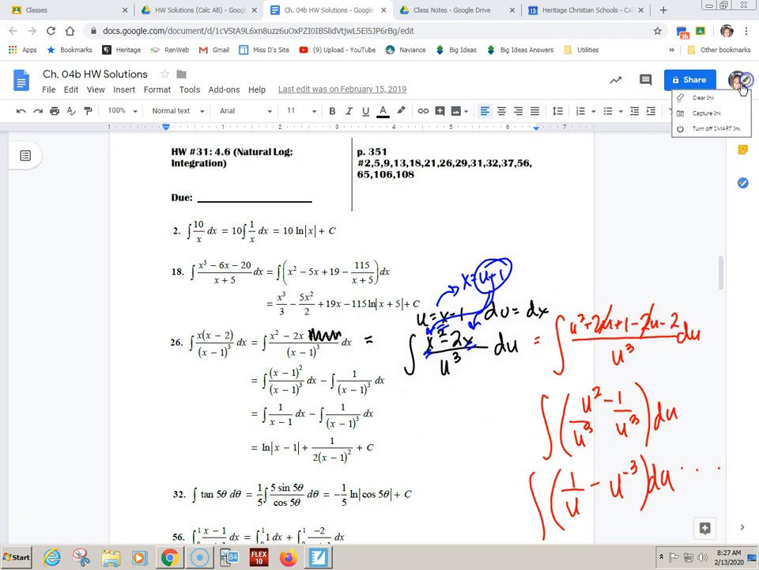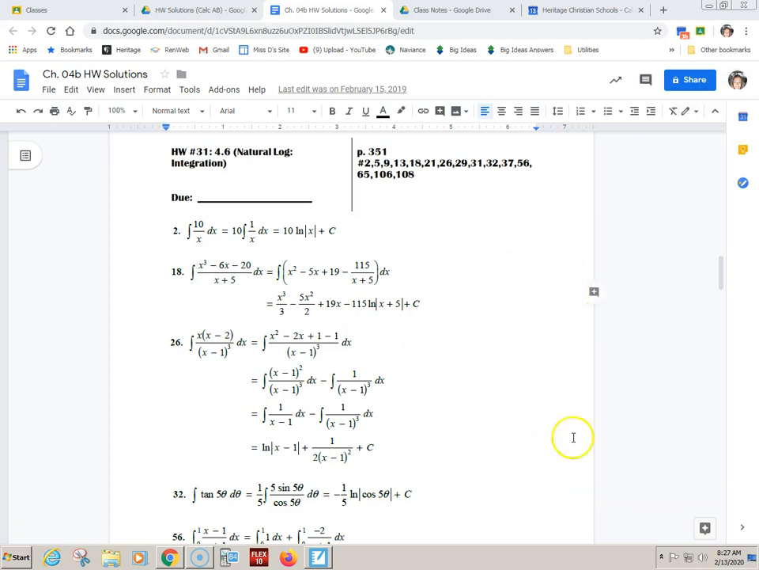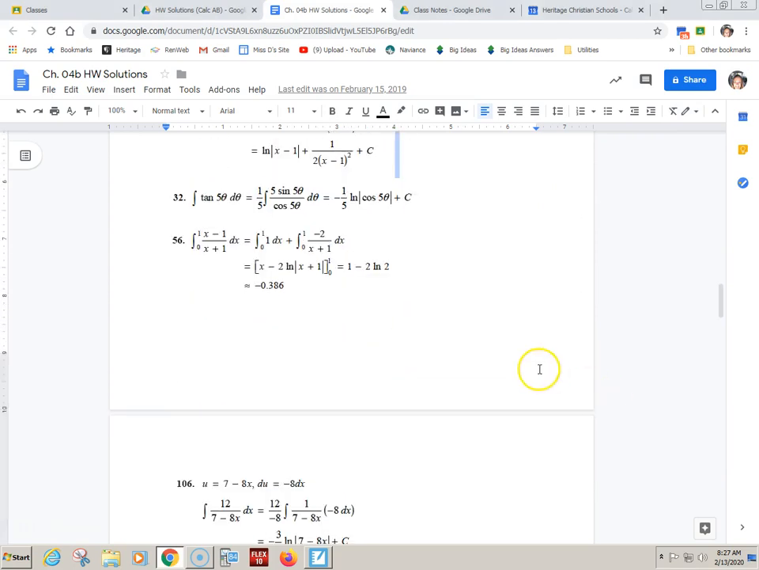Number 32, number 56. Let me try to get in so you guys can see those. 32 was a plug-in chug, but your u was 5 theta, which is why there has to be a 1/5. And the negative came from the derivative rule that the integral of tangent is negative ln of cosine of u. But your du would have gotten that 1/5.